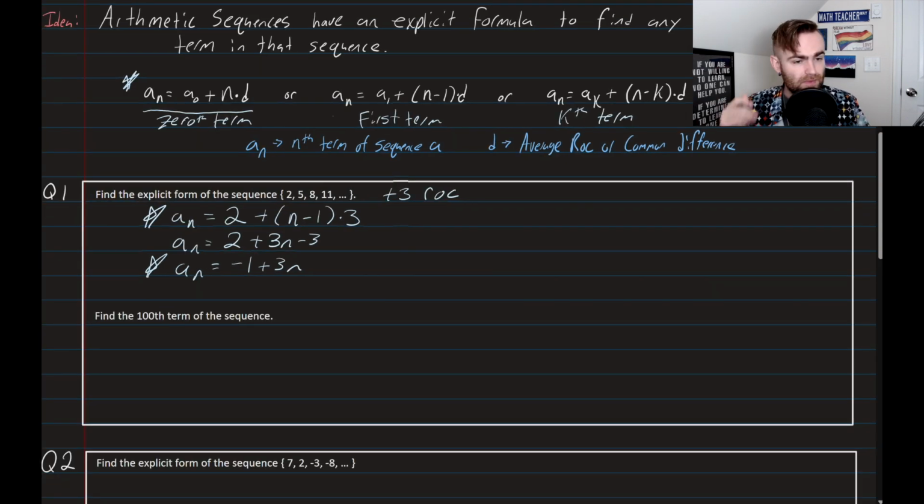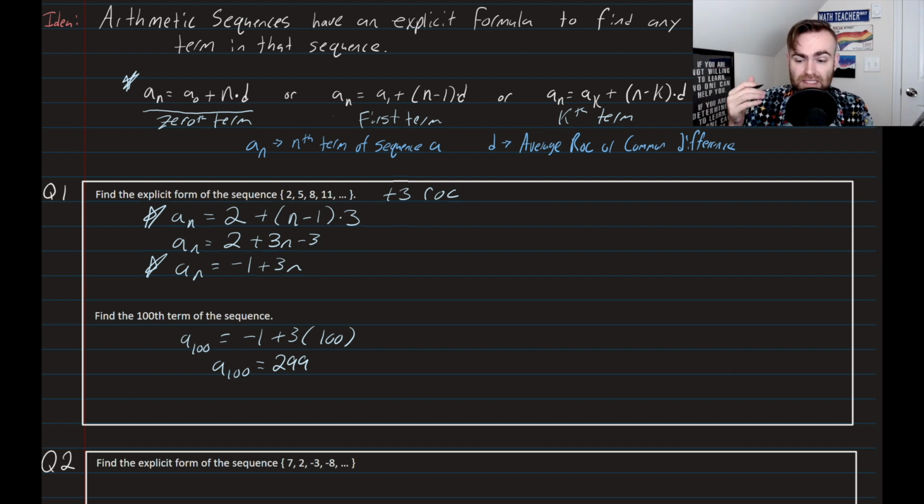To find the 100th term of a sequence, you can pick whichever one you want. I'm going to use the one we simplified, and I'm going to say a sub 100 is equal to negative 1 plus 3 times 100. 3 times 100 is 300, minus 1, so a sub 100, or the 100th term, is 299. So not too bad. It would be awful to try to figure that out by hand, so that's why we can use these explicit definitions to help us out.